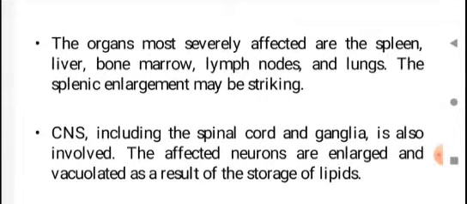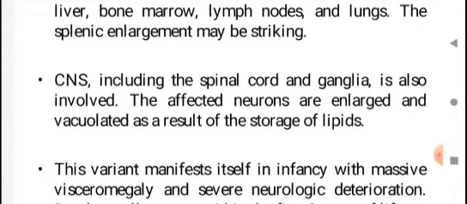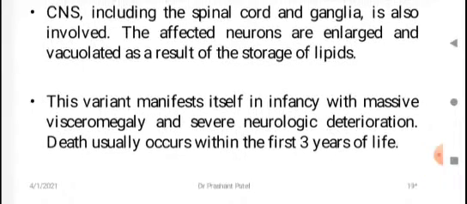The organs most severely affected are the spleen, liver, bone marrow, lymph nodes and lungs. The splenic enlargement may be striking. The CNS, including the spinal cord and ganglia, is also involved. The affected neurons are enlarged and vacuolated as a result of storage of lipids. This variant manifests in infancy with massive visceromegaly and severe neurologic deterioration, and death usually occurs within the first 3 years of life.